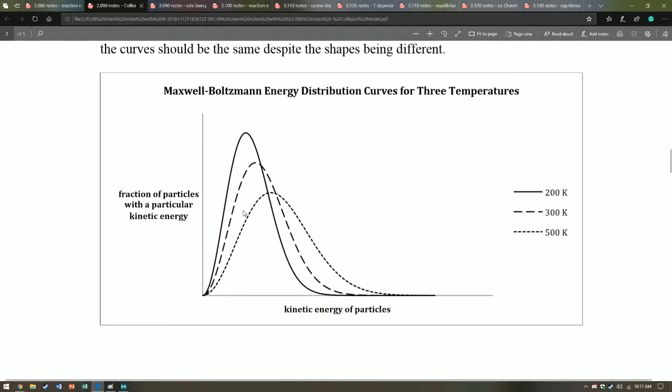So here we can see, for three different temperatures, this black line is 200, this dotted line is 300, and this dotted line is 500. And as we can see here, as we increase the temperature, the curve gets flatter, and the spread of the curve is just wider, and the curves get wider and flatter. So that's something to note there.